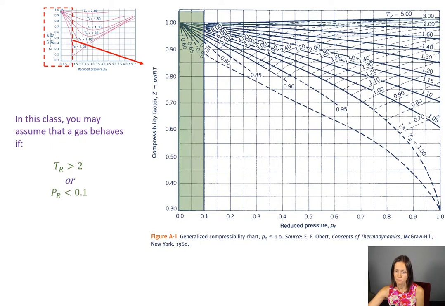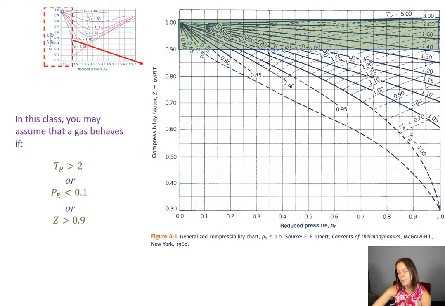If your reduced pressure is less than 0.1, you can see that pretty much anywhere along any one of those lines, you're pretty close to a Z value of 1. And now we're going to say as well, if your Z value is greater than 0.9, we'll go ahead and call an ideal gas assumption a good assumption to make. So that would put you near a Z value of about 1.